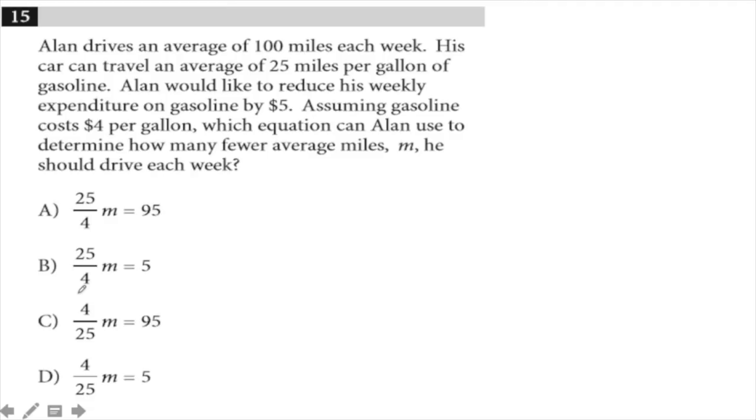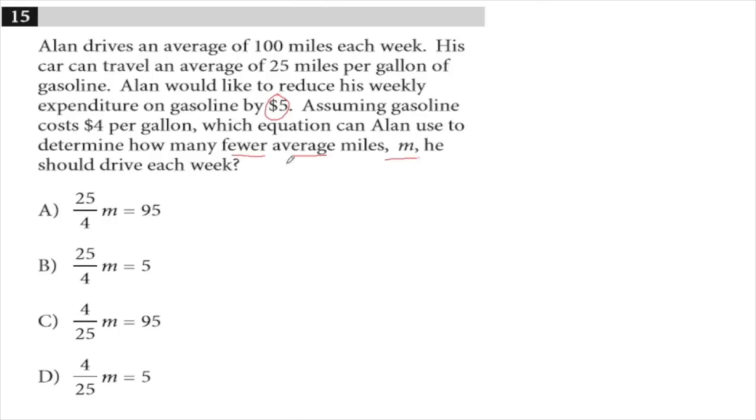Alan drives on average 100 miles each week, and his car can travel on average 25 miles per gallon of gasoline. Alan would like to reduce his weekly cost by $5, using gasoline at $4 per gallon, which is equivalent to fewer average miles. It means this many miles will correspond to the $5 you reduce each week.